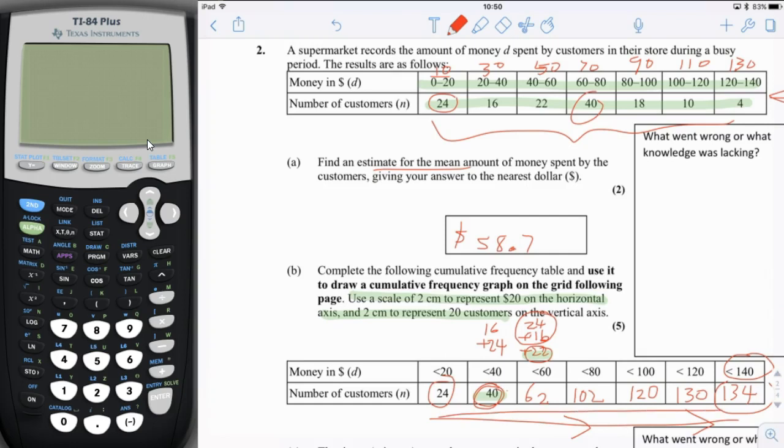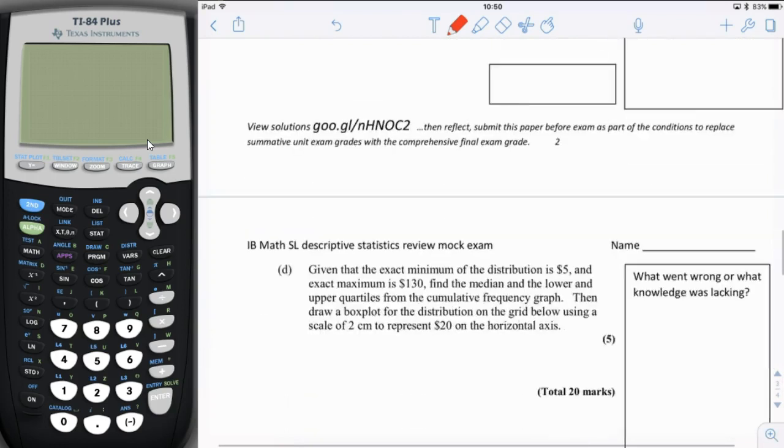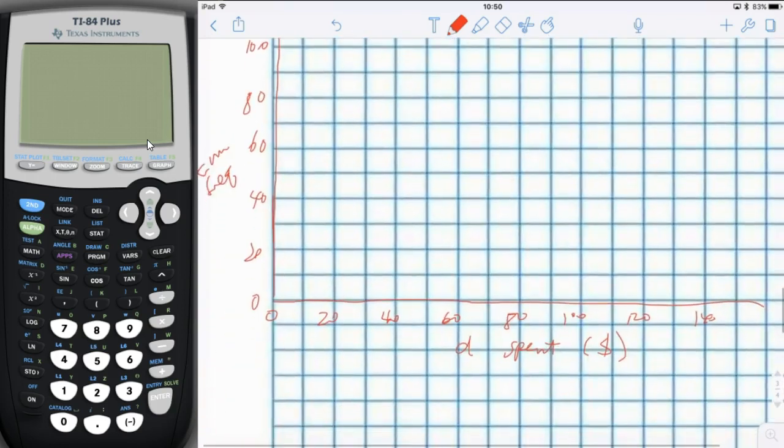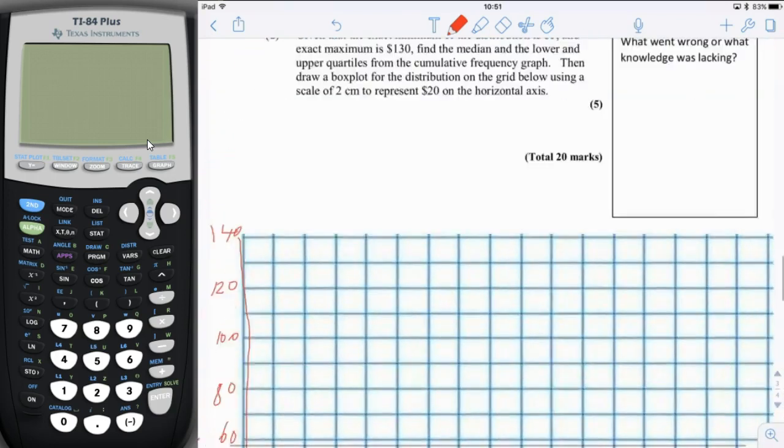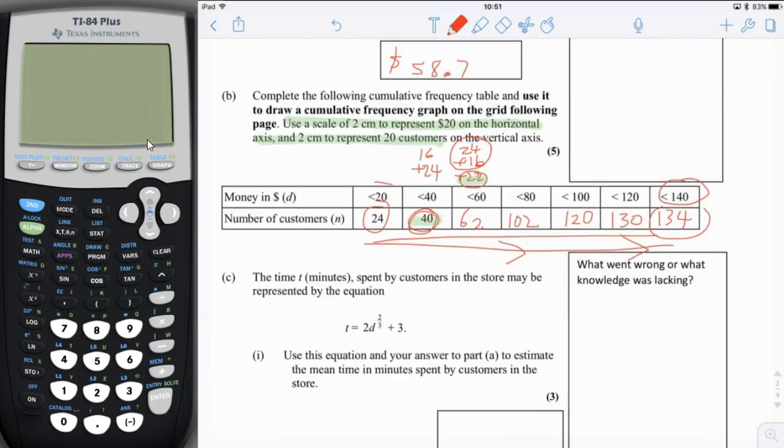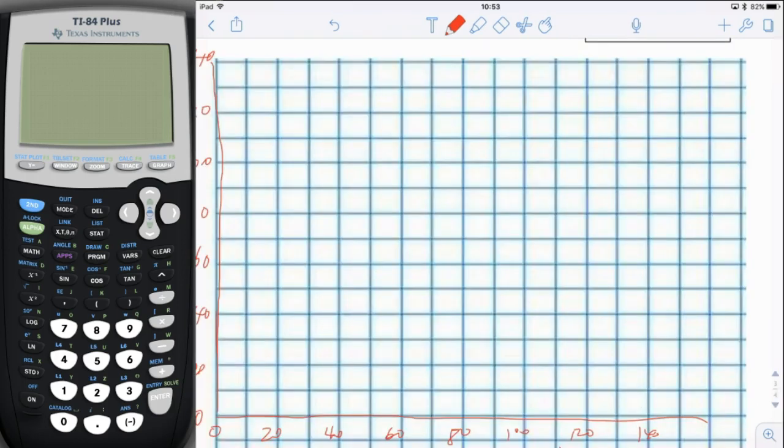So first, 24, 40. Oh, wait a second. Where did I put the 24? Let's check. The 24 goes with the D of 20. So it's 20, 24, 40, 40. So I'm going to start graphing my points here. 20, 24 is about there. 40, 40 is there.